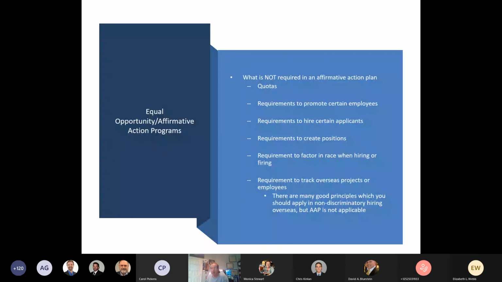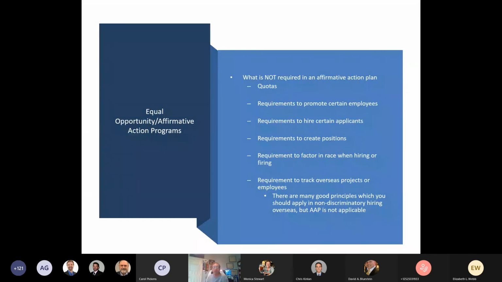It doesn't mean that you have quotas. We have no quotas. There's nothing about quotas in any of the plans. There's no requirement that certain employees have to be hired or promoted, like, "Hey, we're underutilized with this group. The next promotion has got to be X." The plan doesn't work that way. You're always going to be asked and required to hire the best candidate.